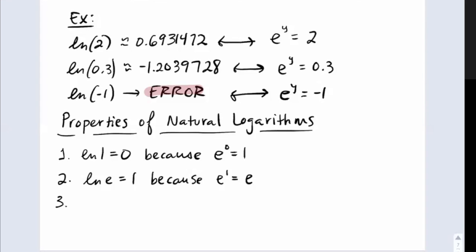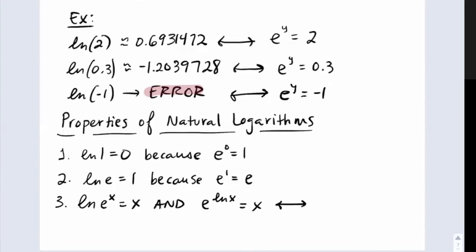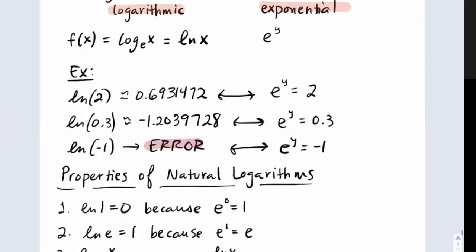Number three, ln of e raised to the x power is going to be x, and if you remember from our properties of logarithms, e raised to the ln of x is also going to be equal to x. And if we write these in exponential form, these will be easy to see. I rewrote that in exponential form.